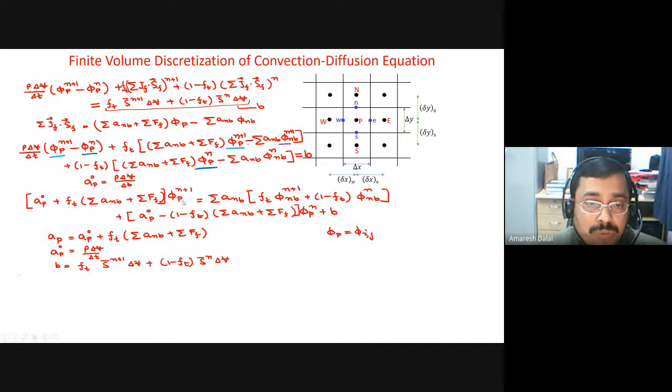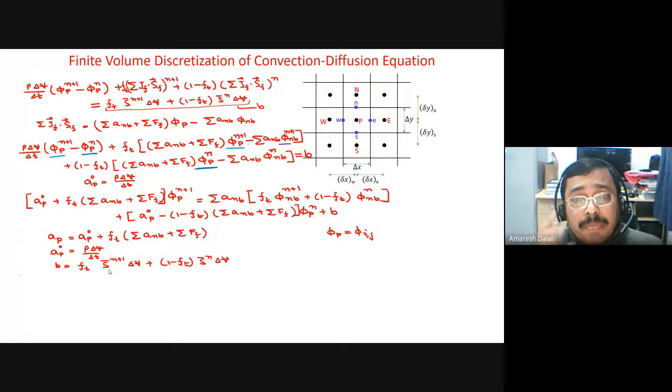So n plus 1 we have taken in the left hand side, all terms we have taken in the right hand side. Summation of nb ft phi nb n plus 1 plus 1 minus ft phi nb n, and ap naught minus 1 minus ft, whole in bracket, summation of a nb plus summation of ff, phi p at n, plus b. So where ap is ap naught plus ft summation of nb plus summation of ff, ap naught is rho delta b by delta t, and b is this one. So now you can see that we have written this with a factor ft.